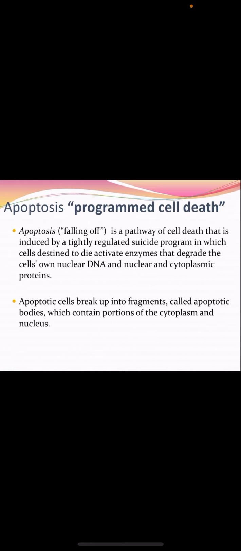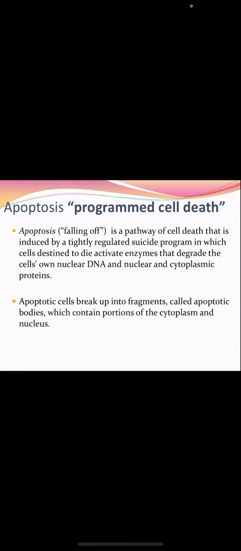Definition: apoptosis is a pathway of cell death that is induced by a tightly regulated suicide program in which cells destined to die activate an enzyme that degrades the cell's own nuclear DNA and nuclear and cytoplasmic proteins. I repeat, apoptosis is a pathway of cell death that is induced by a tightly regulated suicide program in which cells destined to die activate enzymes that degrade the cell's own nuclear DNA and nuclear and cytoplasmic proteins.